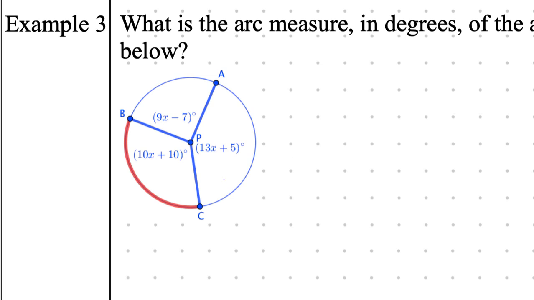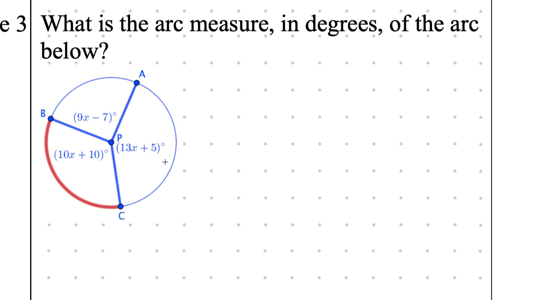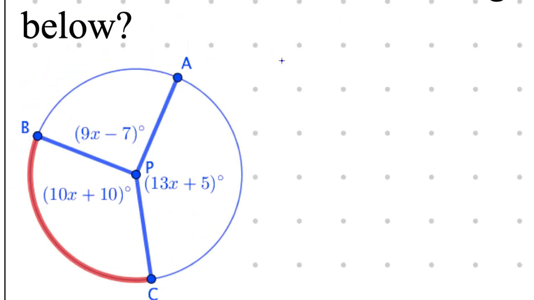Okay, example number 3, our final example until we can start the homework. What is the arc measure in degrees of the arc below? So we're trying to find the measure of arc BC. Lots of variables happening. About half of your problems are going to look like this tonight.